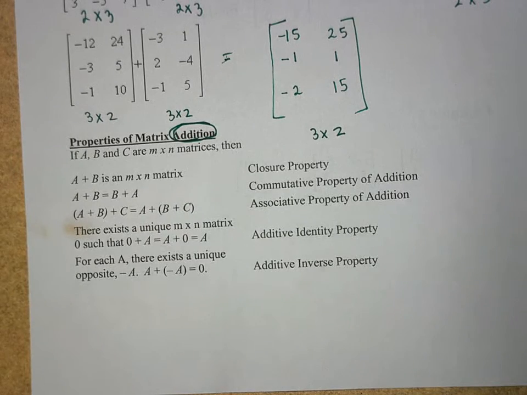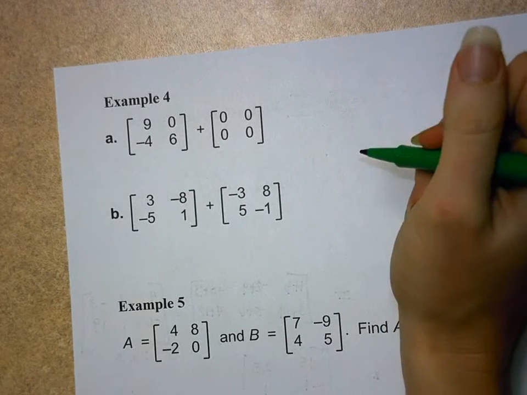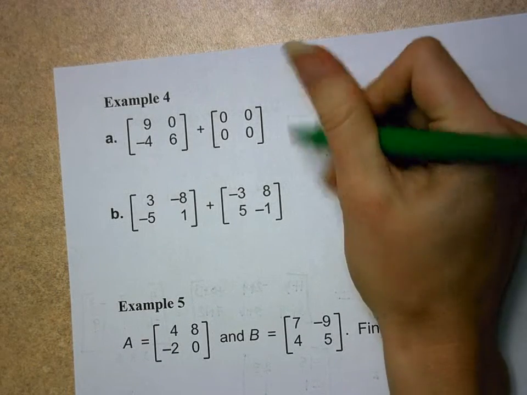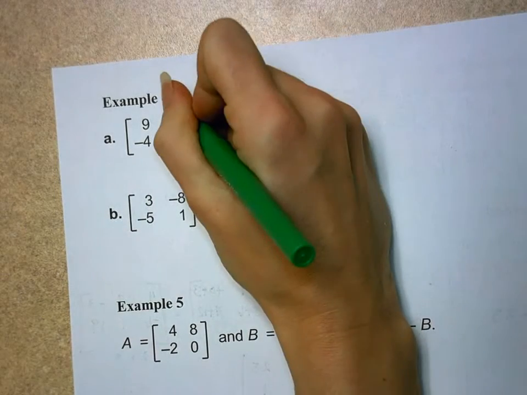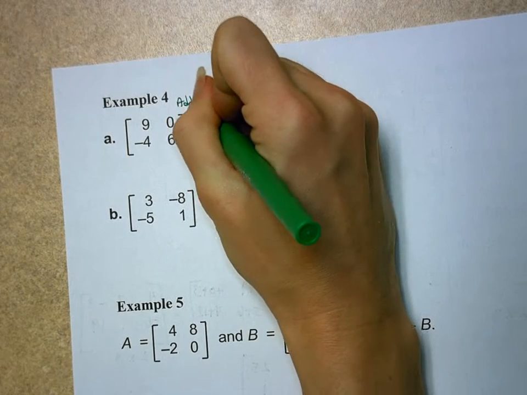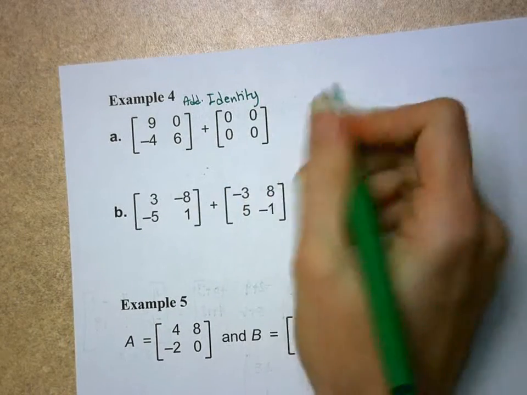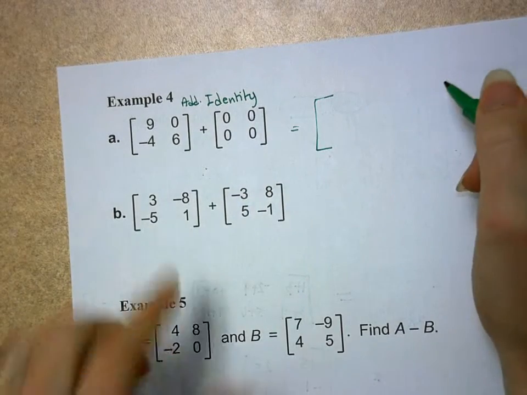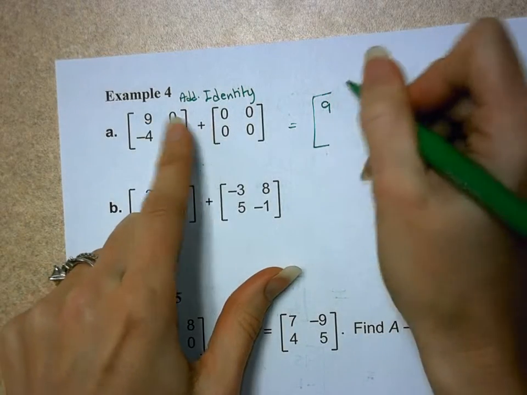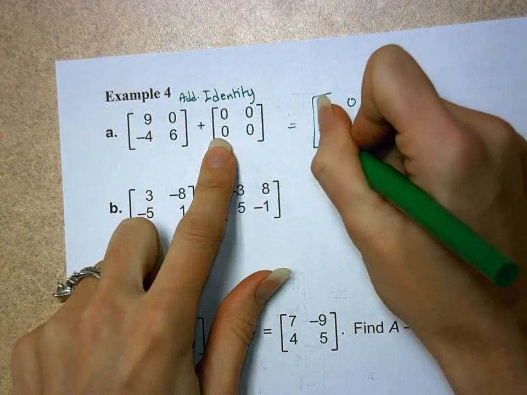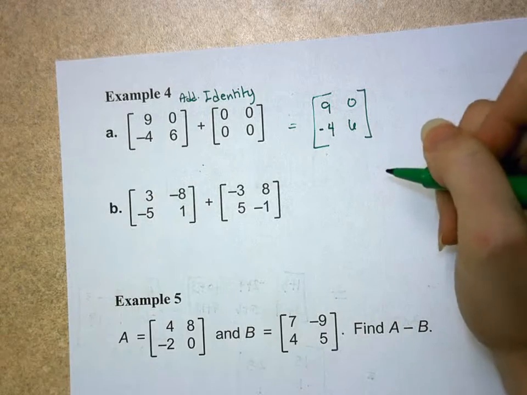So let's move to the next piece and see, well, how does the additive identity property work and the inverse? This is the identity. This is the zero matrix. This is an example of the additive identity because we're adding one matrix to a zero matrix, and we'll find that we get the same matrix back. The matrix maintains its identity. 9 plus 0 is 9, 0 plus 0 is 0, negative 4 plus 0 is negative 4, 6 plus 0 is 6. Yep, the same matrix we got back.